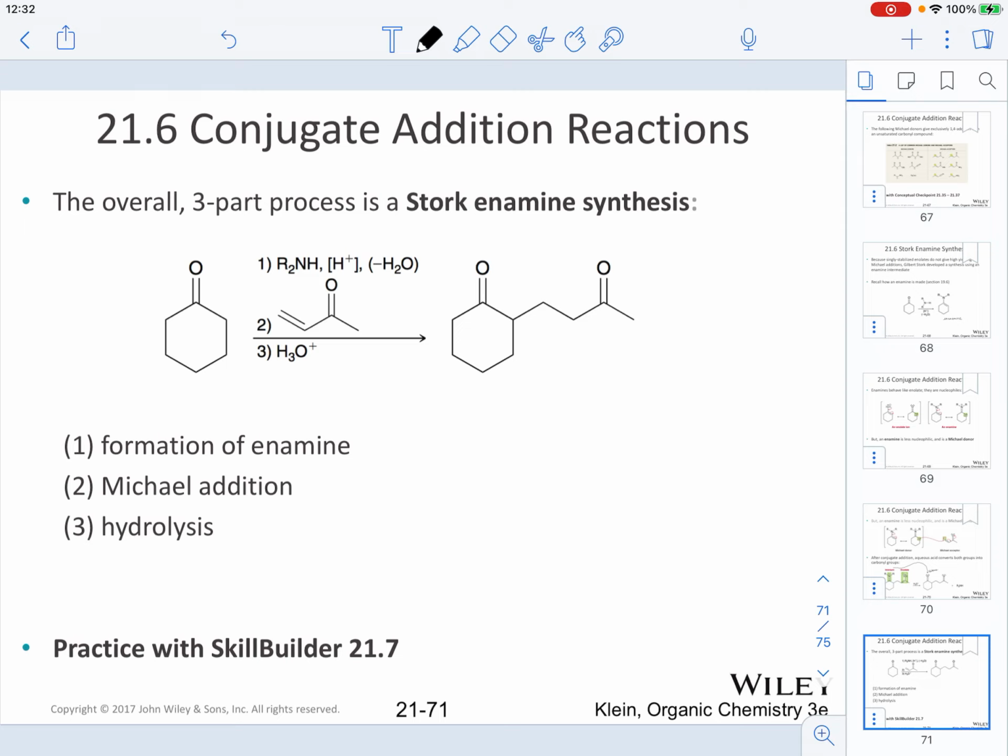alpha beta carbonyl system. Then in the third step of the reaction, as you can see, we're going to have the hydrolysis step, in which the component of our alpha beta unsaturated system and what used to be the double bond nitrogen in the enamine, they both are going to turn into carbonyl systems.